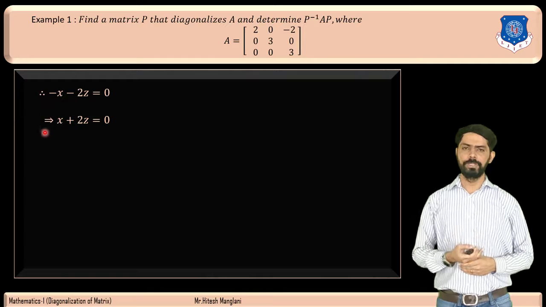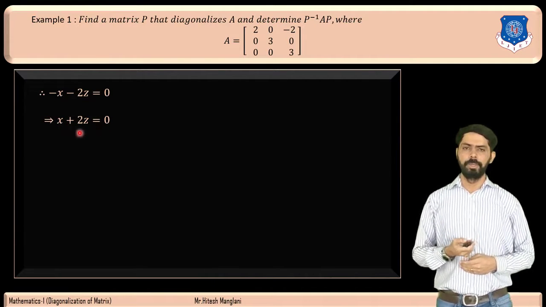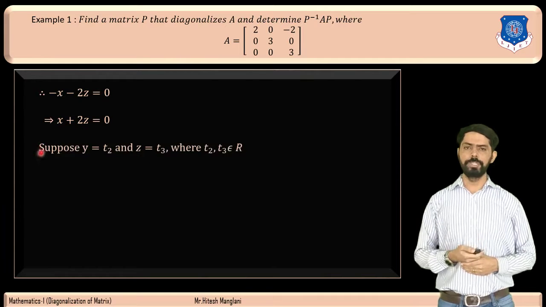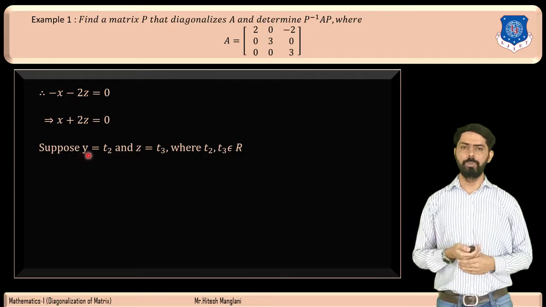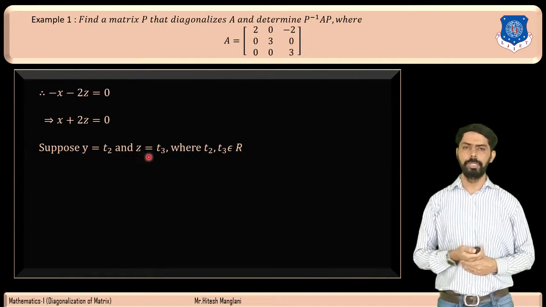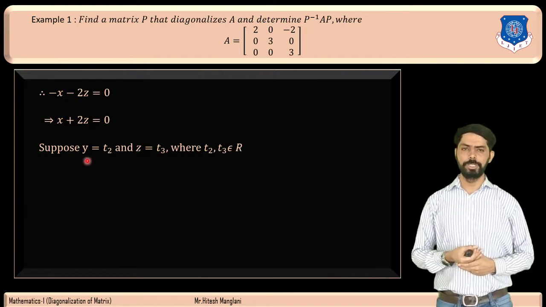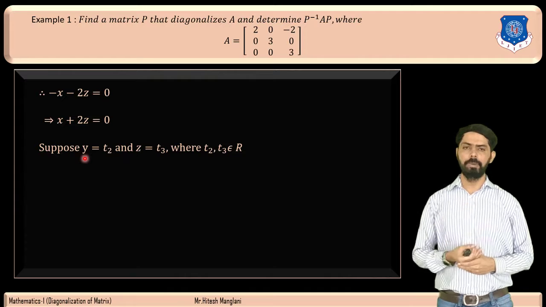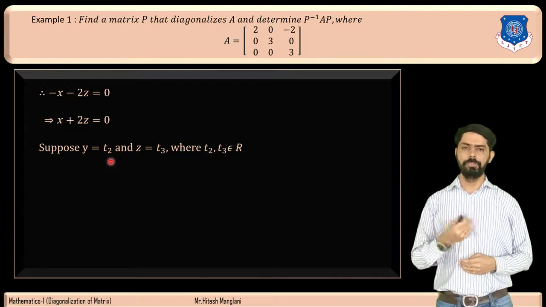Therefore if we simplify this, then it will be x plus 2z is equal to 0. Now here we will suppose y and z. So suppose y is equal to t2 and z is equal to t3. Now as you can see, we have obtained only one equation, and here the variables are 3. So the difference of these two will be 2, because the equation is 1 and the variables are 3.